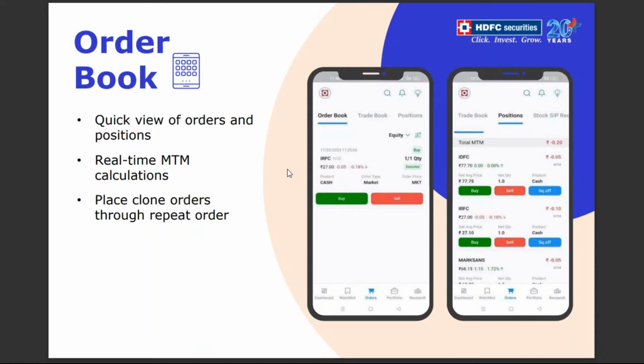So the order book is the most interesting page, where you can see the live MTM requirements shown here. Most other company applications will not show this MTM calculation, but we are showing this real-time MTM calculation so that the customer gets a fair idea of how much margin they require, whether it's in profit or not. If it is a profit, there is no issue. If the prices are coming down, then the MTM requirement is more. So we can understand how much MTM is required now, and how much money we need to allocate.